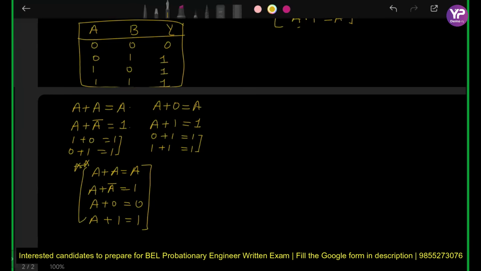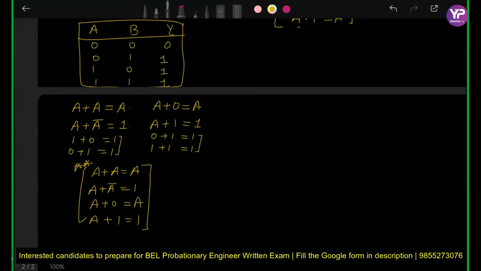Check and let me know if anyone has any doubt. A plus 0 is A, right? Sorry, A plus 0 is A, not 0. Yeah, that's A. Anyone have any doubt in this one? Then please ask. Otherwise, I'm moving to the next thing.